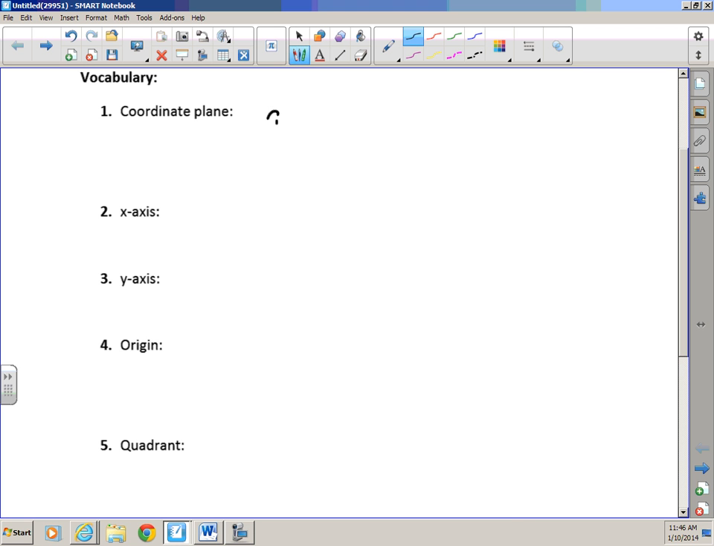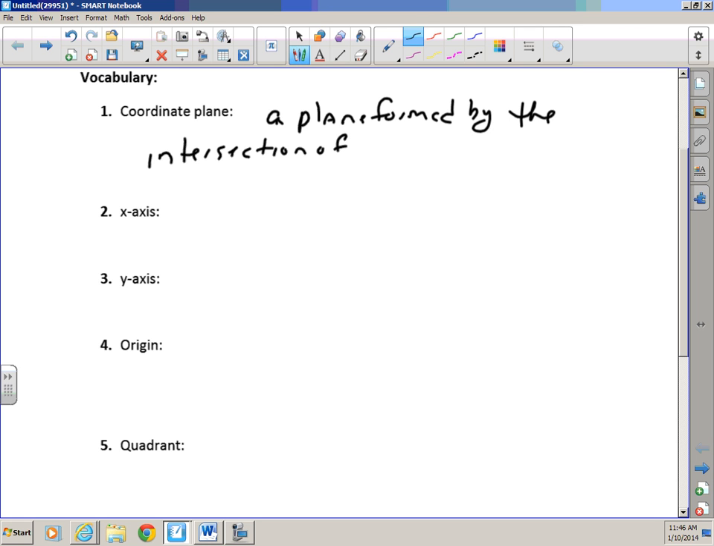Coordinate plane is a plane formed by the intersection of a horizontal number line and a vertical number line.